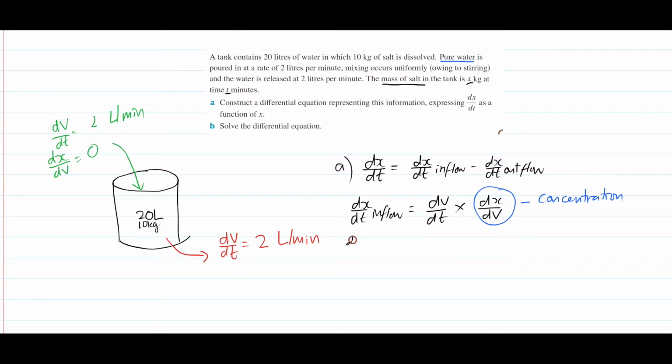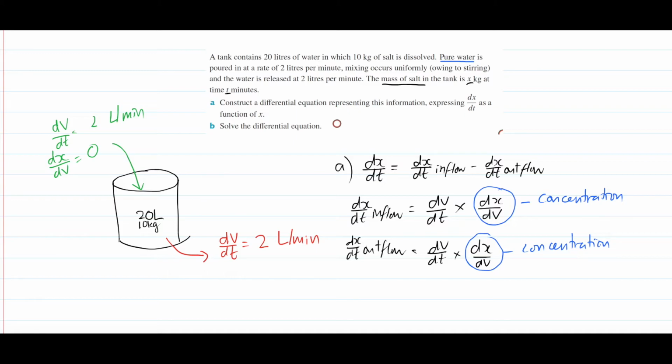Outflow, same thing, dx/dt outflow. If you want to get outflow, it's pretty much your dV/dt outflow multiplied by your dx/dV outflow. But the problem here is, what is dx/dV? Once again, that is still your concentration, but it's the concentration of the water that's getting out. There is no information here. It just says water is released at 2 liters per minute. So how do you get concentration?